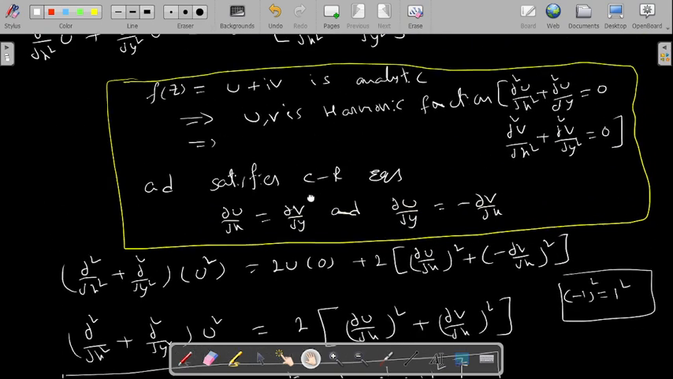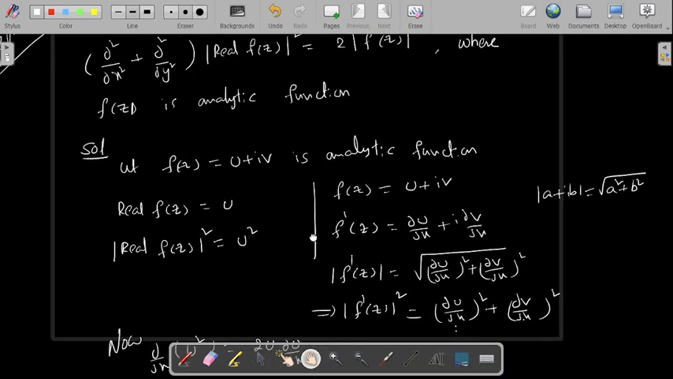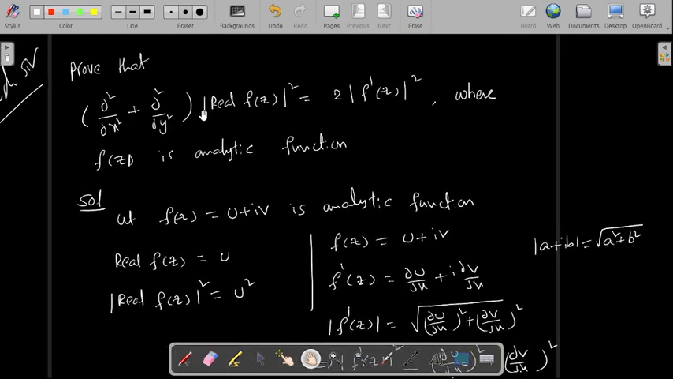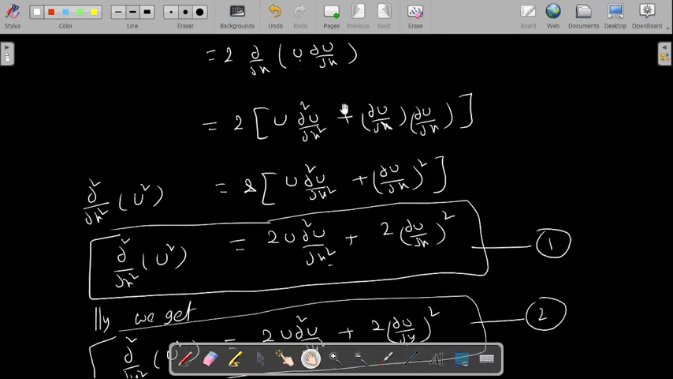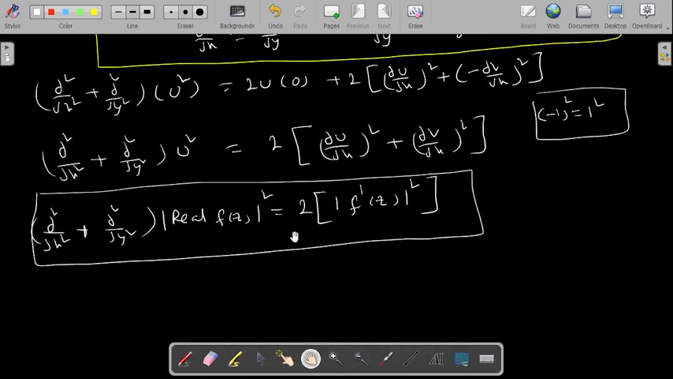Check the question. Laplacian of real part of f(z) squared equals 2 times modulus of f'(z) squared. Got the same result, no?